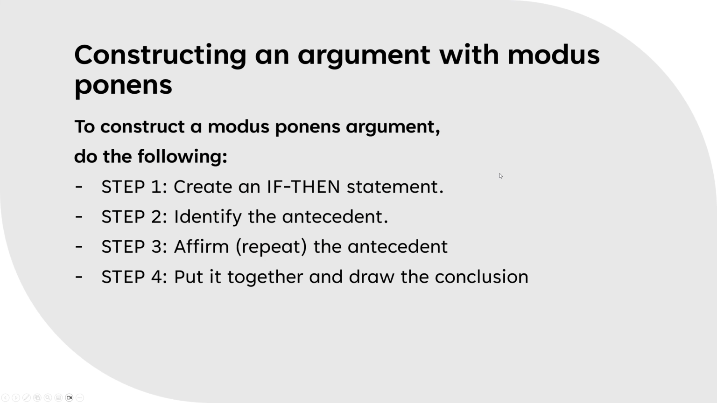First we're going to construct a modus ponens style argument. Here are the steps. Step one, create an if-then statement. In other words, generate a conditional statement. Step two, identify the antecedent in the conditional that you just created. Step three, affirm or repeat that antecedent, and then just put it together and draw the conclusion.